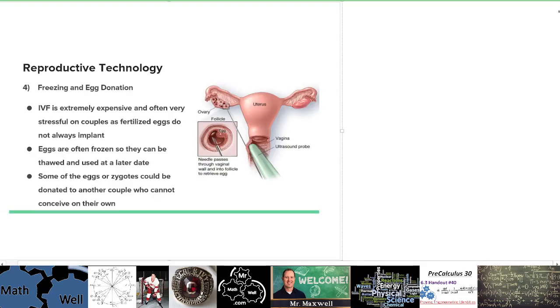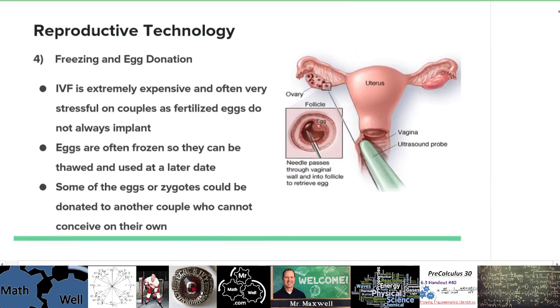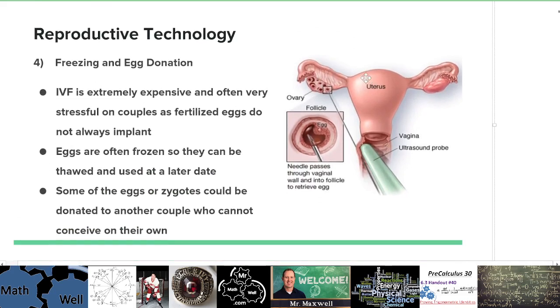All right, as we continue, I guess we talked about this a little bit earlier: freezing and egg donation. IVF is extremely expensive and often very stressful on couples, as fertilized eggs do not always implant. Eggs are often frozen so they can be thawed and used at a later date. Some of the eggs or zygotes could be donated to another couple who cannot conceive on their own. So this kind of thing can be used for good to help those that can't conceive as well.